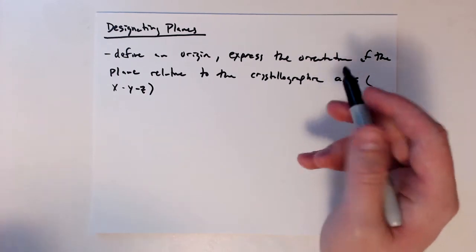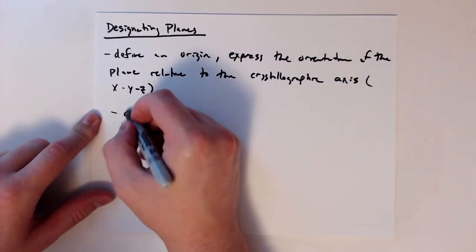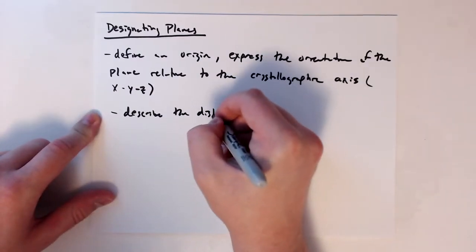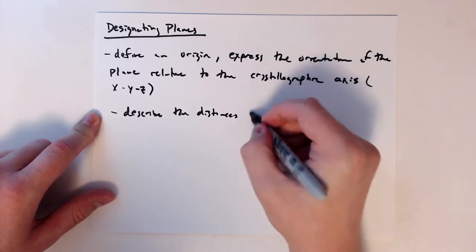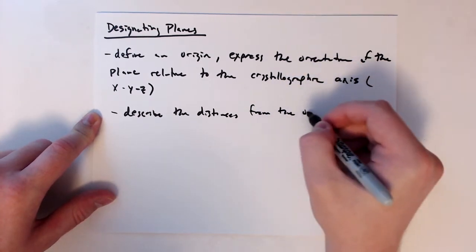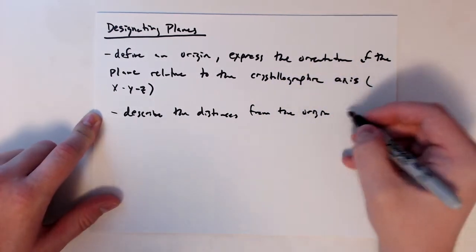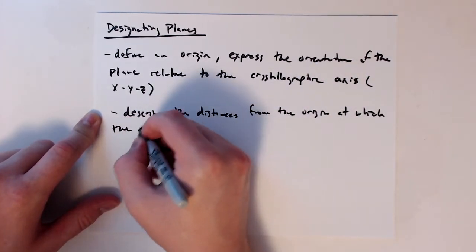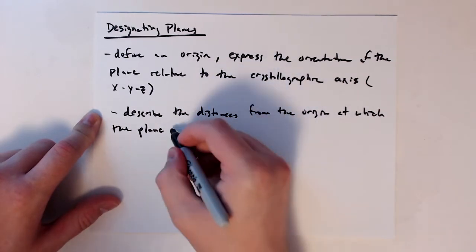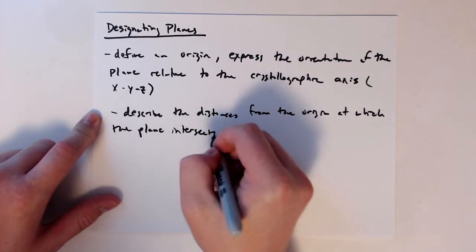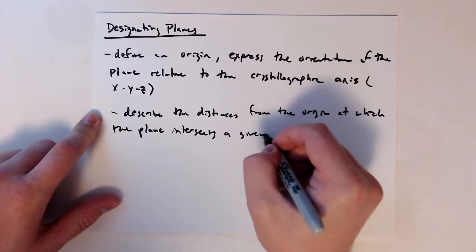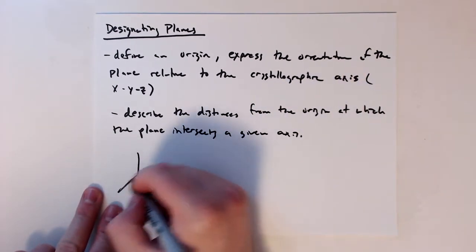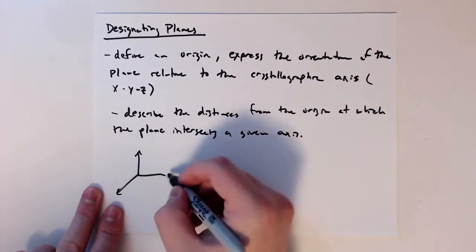And so particularly, we describe the distances from the origin at which point the plane, so we have a plane that intersects a given axis. So let me sort of draw that for you, and we'll go through an example.